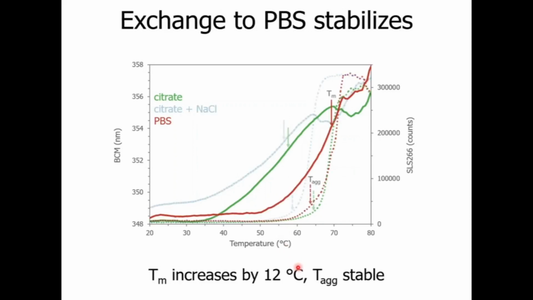If we exchange our ADC from citrate buffer to PBS, we see a massive increase in Tm, so about 12 degrees higher now. Aggregation temperature is around about the same, so that remains stable, but this increase in melting temperature is a massive increase in stability. This ADC seems to like PBS.